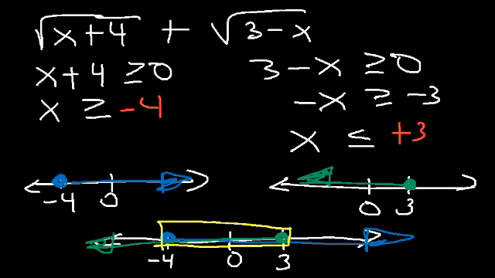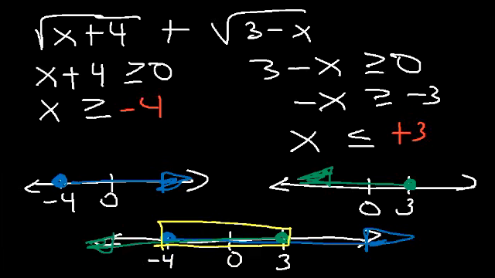For example, if I plug in 0, 0 plus 4 is positive. That works. 3 minus 0 works. If I plug in any number between negative 4 and 3, it's going to be okay. If I plug in 3, 3 plus 4 is okay. 3 minus 3 is 0. That works. If I plug in negative 3, negative 3 plus 4 is still positive. 3 minus negative 3, that's the same as 3 plus 3, which is 6.